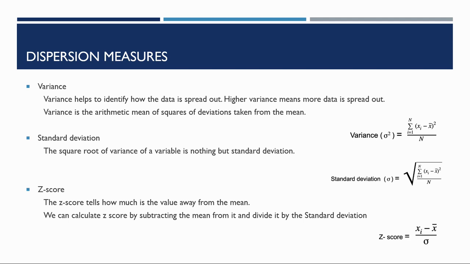And z-score tells how far a value is from the mean. Let's say in an observation, each value will have a z-score. So if you want to analyze one particular data point, we can check how far this data point is from the mean. So we will get to know using the z-score. We can calculate the z-score by subtracting the mean and dividing it by the standard deviation.